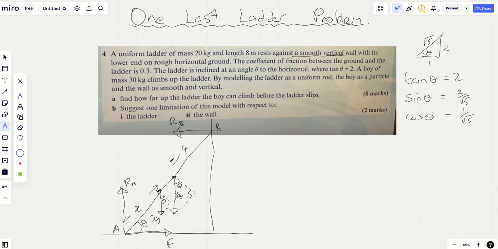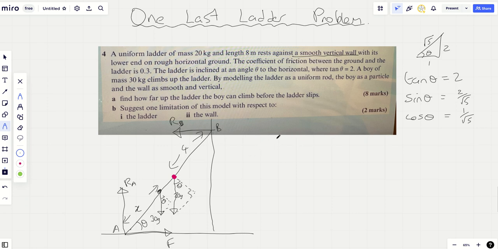Okay, and that's length 4, and from there to the midpoint, which I'll dot like that, that is also length 4. Just remember that. That might be the easiest way of doing it. Okay, I'm now ready to start. I've got the boy climbing up the ladder and everything else.